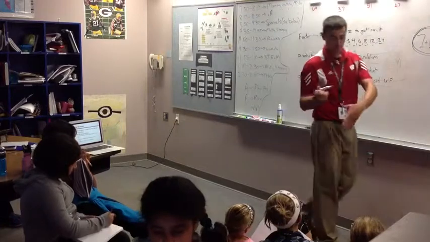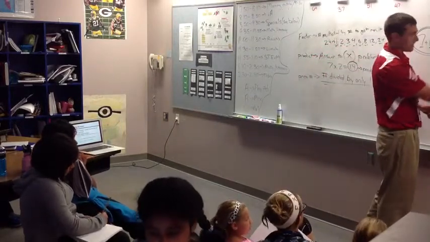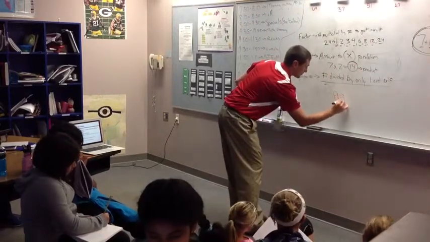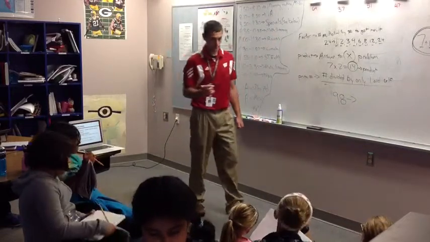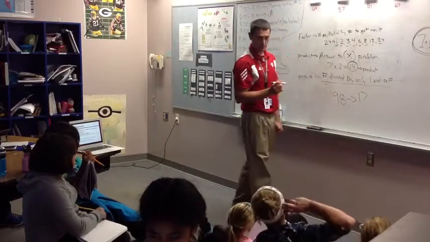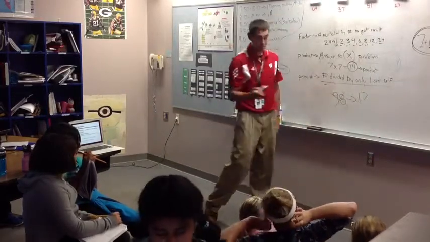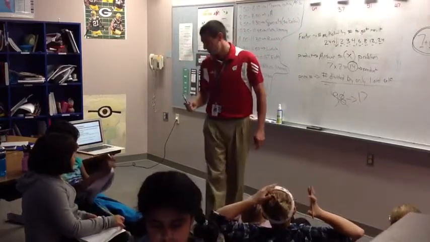Give me a two-digit number. So 98. Okay, so let's look at 98. If we add those two numbers together, what do we get? Is 17 divisible by 3? So we know that this number is not divisible by 3. It is divisible by something else. 2. Okay? Which is the next trick.